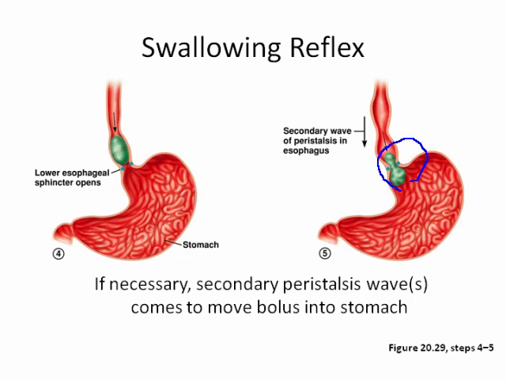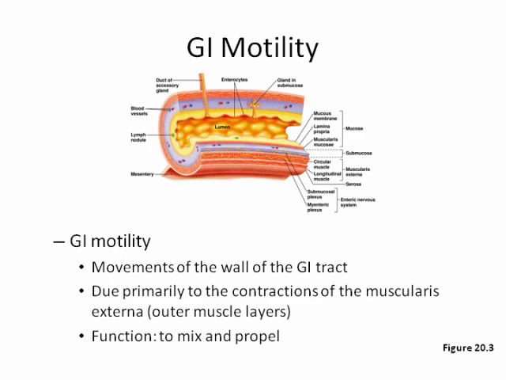As the food enters the stomach, if necessary, you can have second peristaltic waves coming down the esophagus to help propel this piece, especially if you had a very large bite of food, didn't chew it enough, ultimately to complete the movement of the bolus into the stomach. Once it gets into the stomach, of course, you're going to need GI motility to process this food.